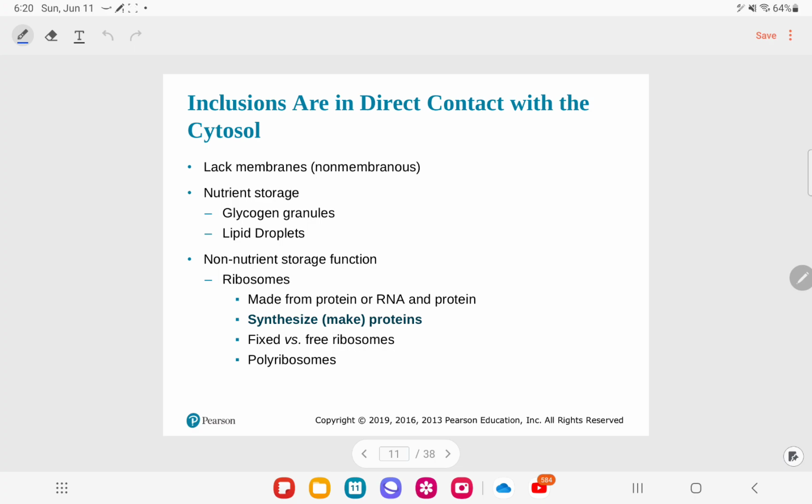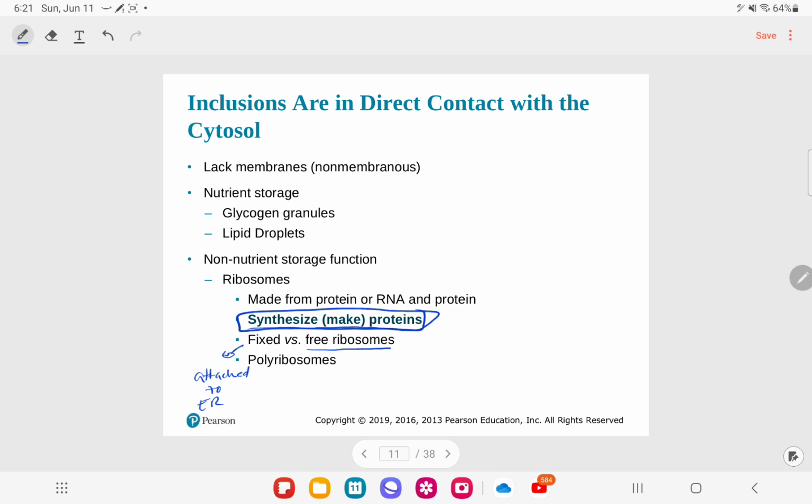And then we're also going to have non-nutrient storage inclusions such as ribosomes, right? Now, ribosomes, again, are going to be made from RNA and protein. But the function of a ribosome, remember, is to synthesize proteins. These are the sites where proteins are made. Now, we can have fixed ribosomes, which are attached to the endoplasmic reticulum. And then we have free ribosomes. These are going to be just within the cytoplasm, not bound to the endoplasmic reticulum.